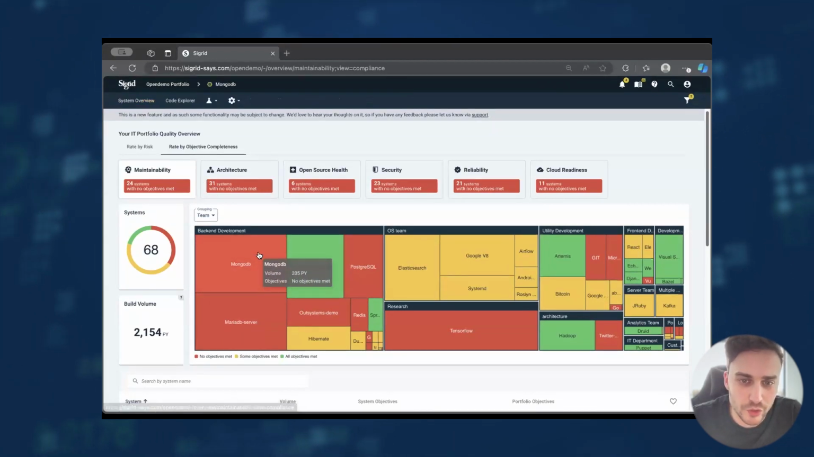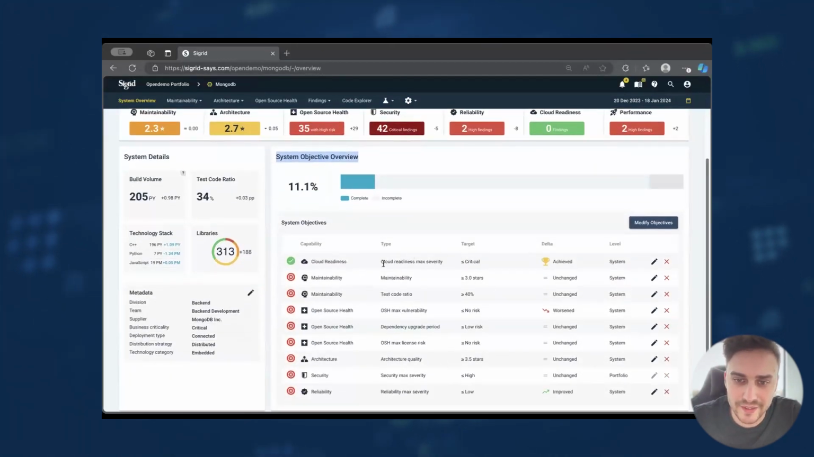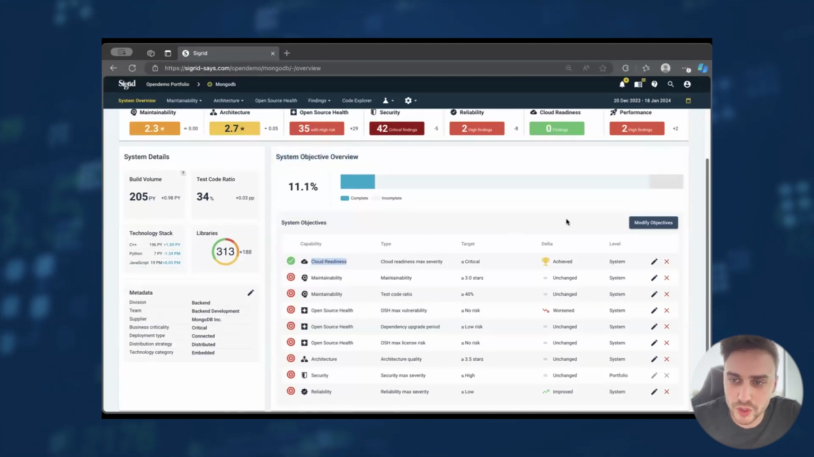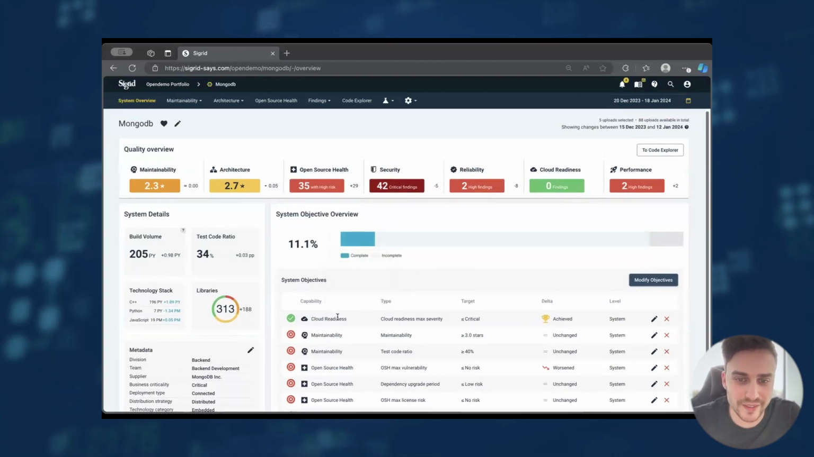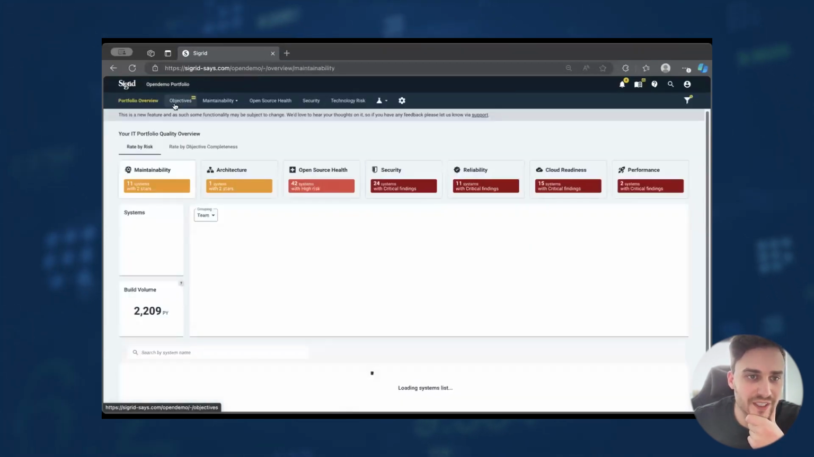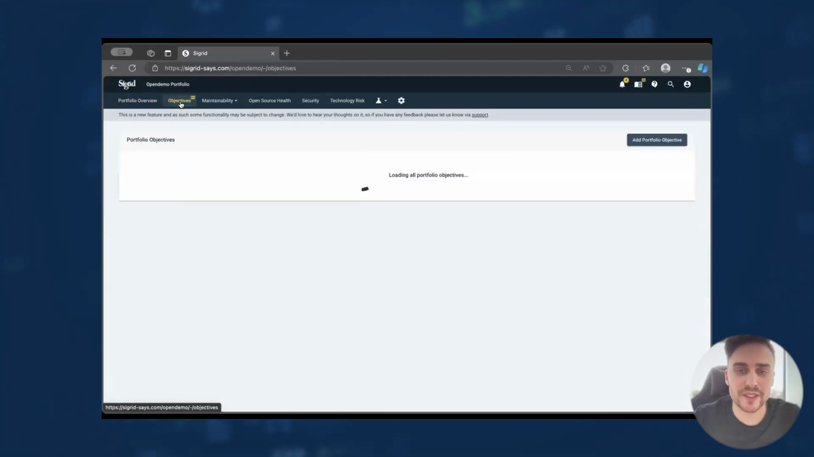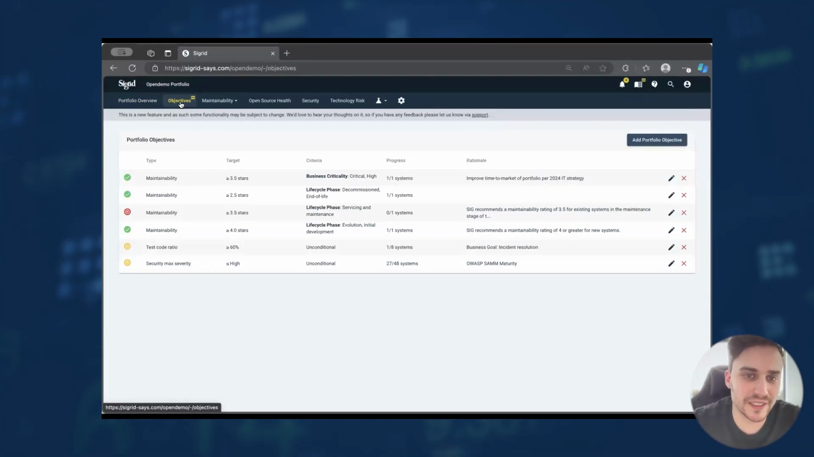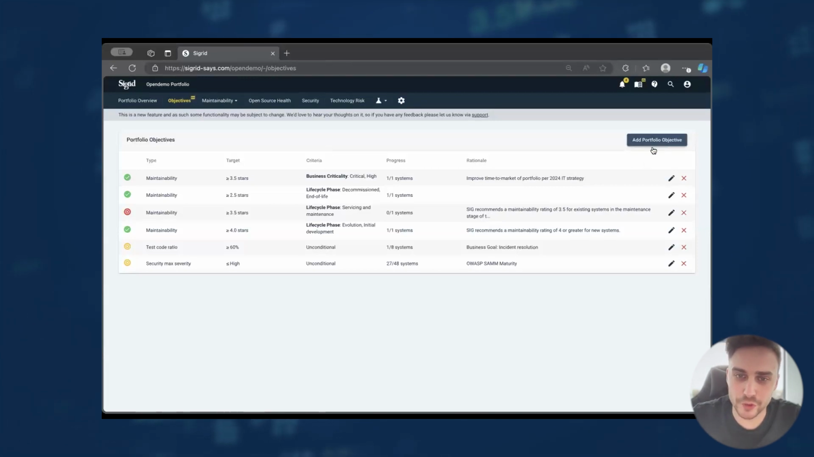And earlier, you could set those system objectives in here, where you can add these goals per system. And this was very helpful to already get a priority on a system level. But now, if you have noticed, there's a new tab here, and that's objectives on the portfolio level, where we can set these goals for a group of systems. Let me give you an example.